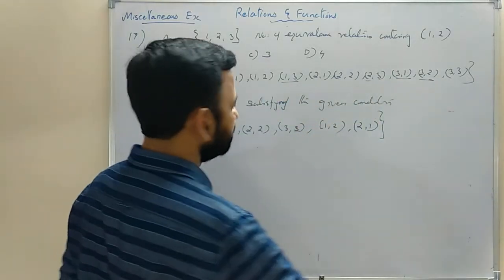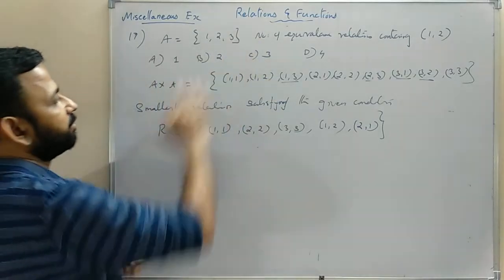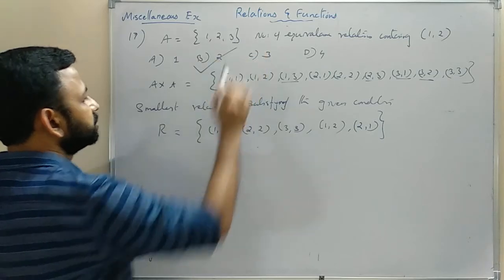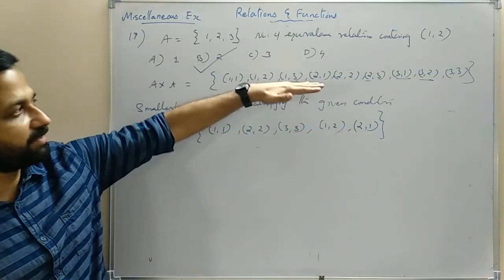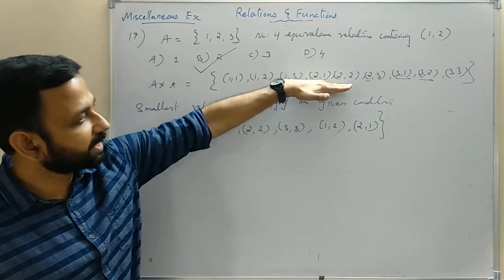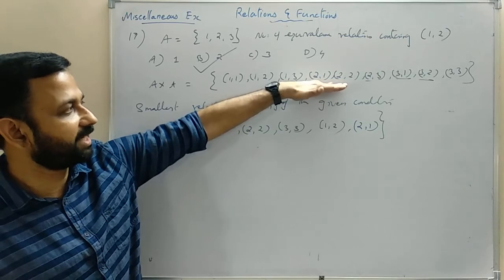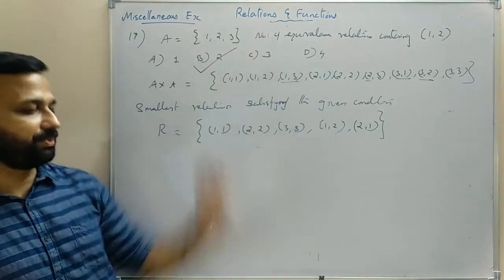So now we have two equivalence relations. So the number of equivalence relations satisfying the above condition is 2. One is this one, the smallest equivalence relation. And the second one is A cross A. A cross A itself is a relation satisfying all the conditions: reflexive, symmetric and transitive. So these two relations, the number of relations is 2.